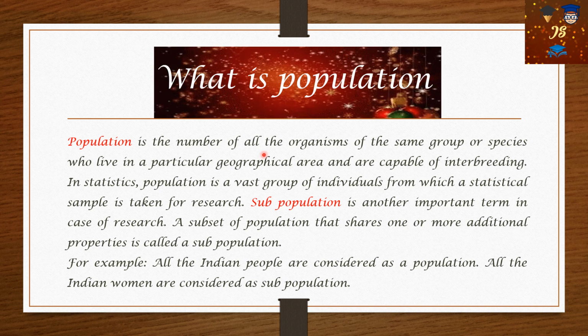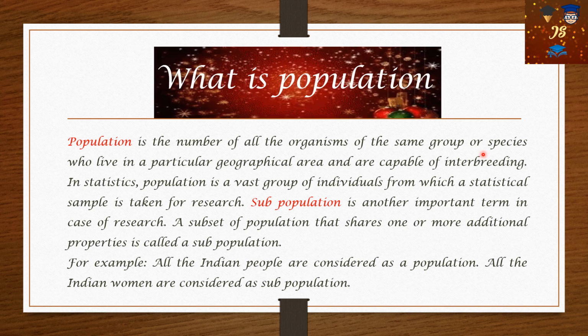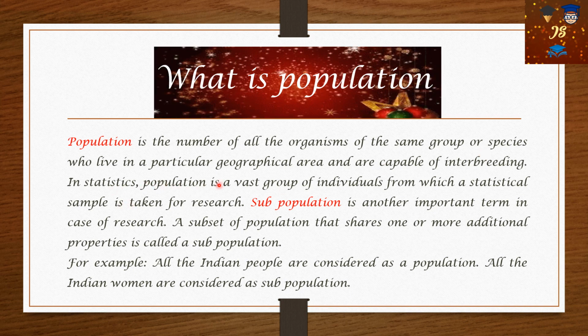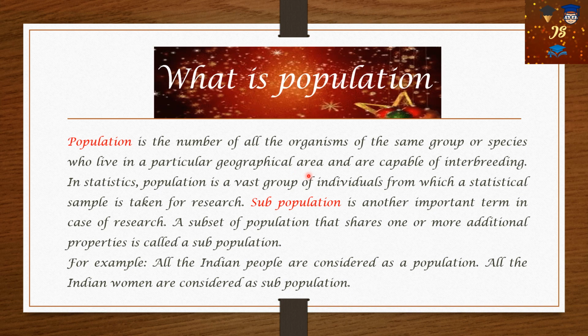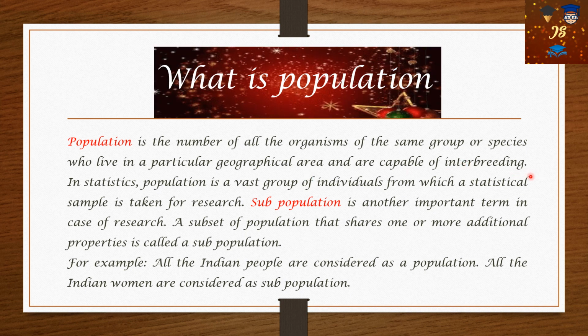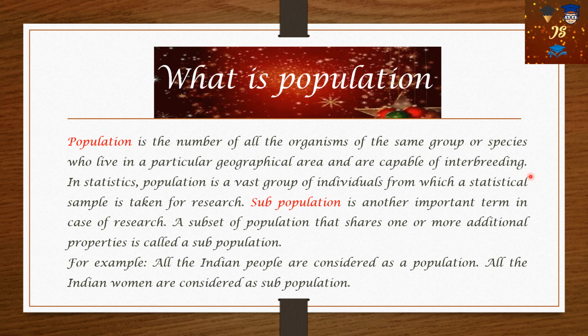So it is the number of the organisms of the same group or species. For example, if we take human, we belong to the same group or species, that's the Homo sapiens, who live in a particular geographical area. That means the Indian people live in India, then the Australian people live in Australia, and are capable of interbreeding. That means they can continue breeding and can uplift their generations.